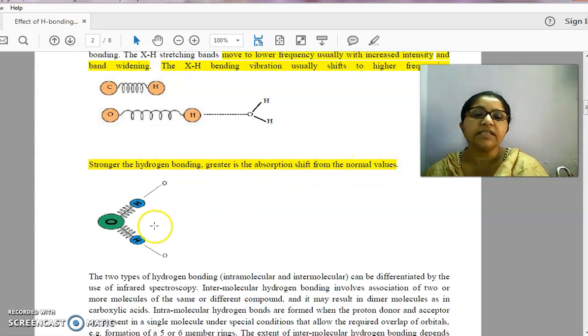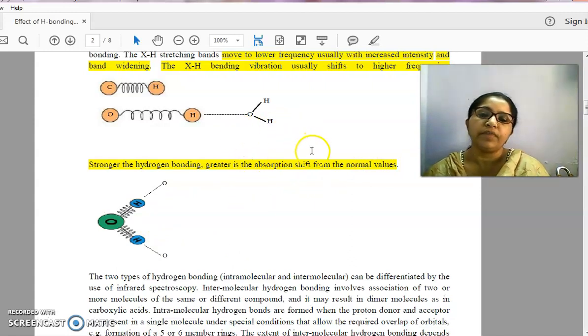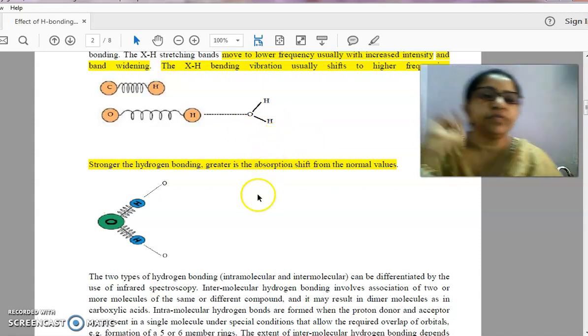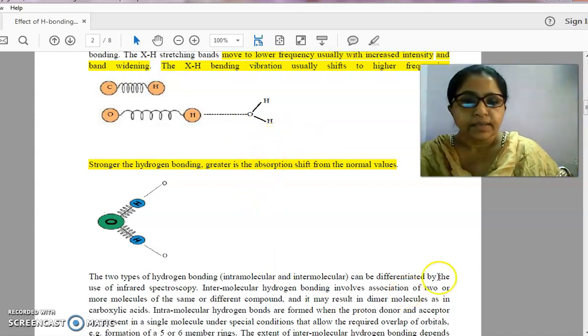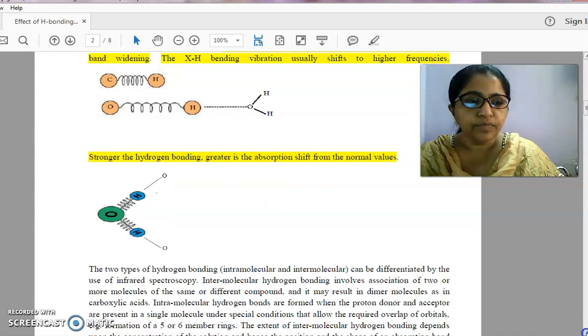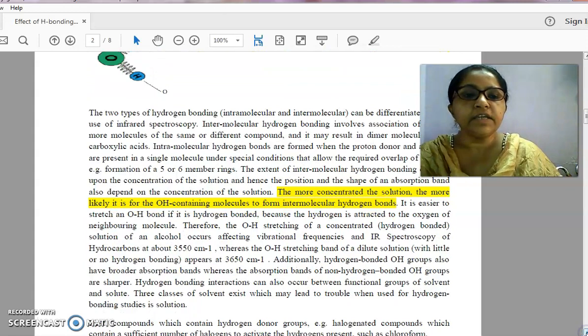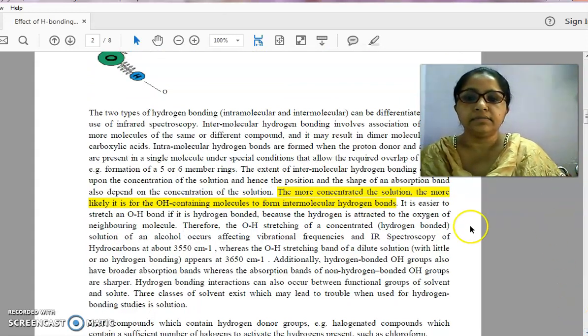The stronger the hydrogen bonding, the greater is the absorption shift from the normal value. Stretching will move to a lower frequency, whereas bending will move to a higher frequency. We already know that hydrogen bonds can be of two types: intermolecular and intramolecular.